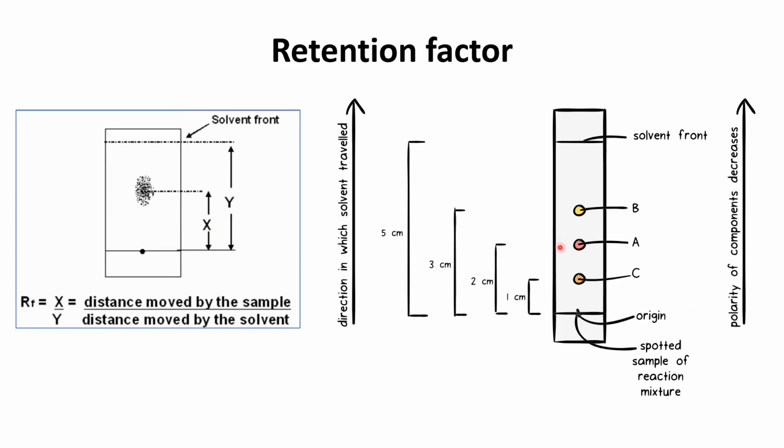Now let's see this example where the sample consists of 3 components, where the first component has moved to 1 centimeter, the second component has moved to 2 centimeters, and the third component has moved to 3 centimeters, and the solvent front has moved to 5 centimeters. So can you all calculate the retention factor for these 3 components? Just try to calculate, and you will see that the retention factor would be different for all of these 3 components, and the polarity is basically decreasing as we are moving from C to B.